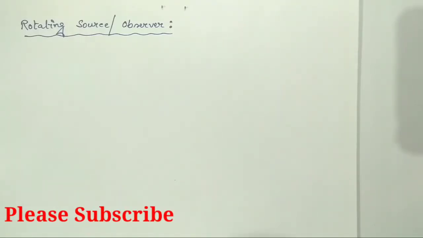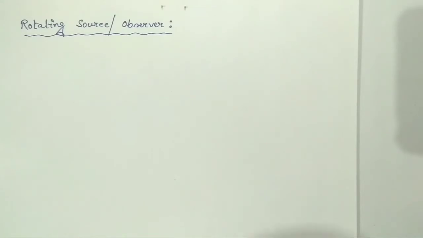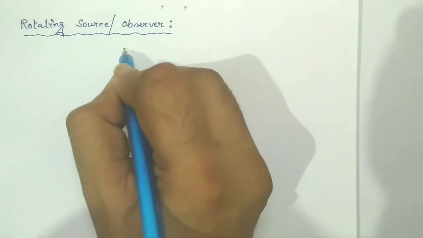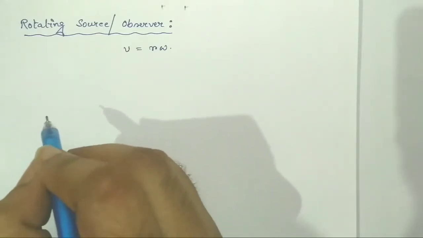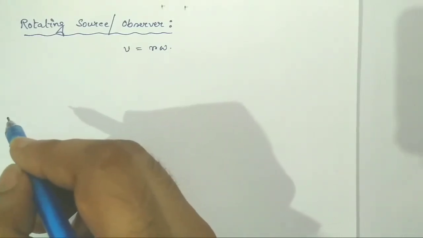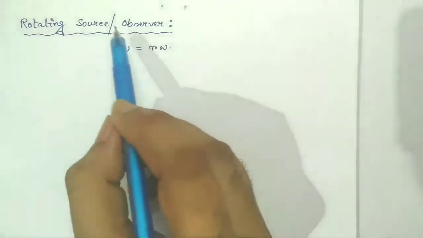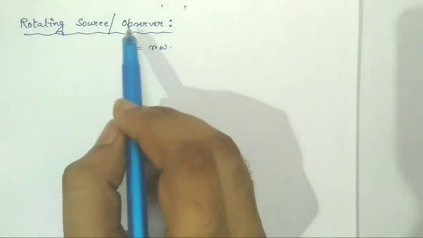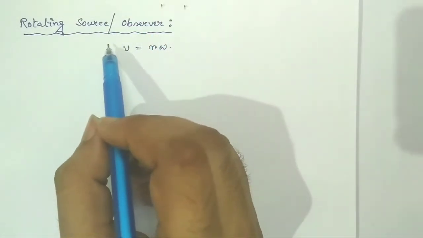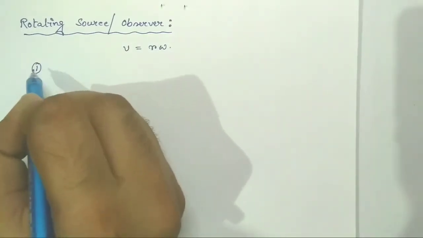Now next case, the rotating source or a rotating observer. Suppose that a source or an observer is rotating in a circle of radius r with the angular velocity omega, that is, the linear velocity will be given by v equal to r into omega. Now here also two cases arise. The first case is when the source is rotating and the observer is fixed or stationary, and the second case is the observer is rotating and the sound source is stationary. So consider the first case.